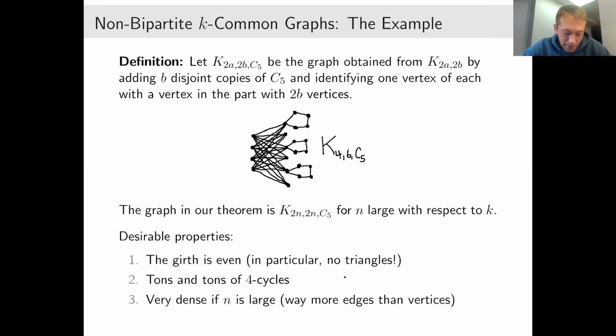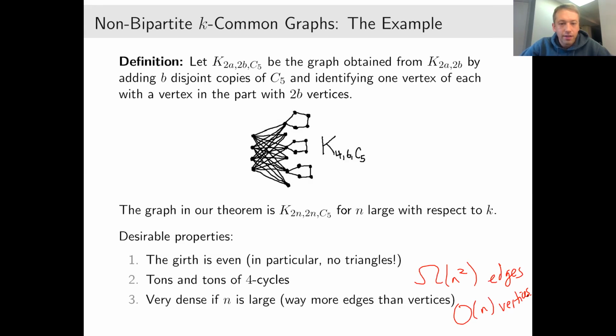Another thing that connects back to Jagger, Šťovíček, and Thomason's examples before is that this graph is very dense. Remember, I mentioned that part of the problem, if you take a non-bipartite graph and add a tree, is that the graph gets very sparse in terms of the edges divided by the number of vertices. But this graph doesn't have that problem because you have quadratically many edges and linearly many vertices in terms of n. So as n gets bigger, the number of edges compared to the number of vertices gets very big. And we're going to see a little bit of how that comes into play.